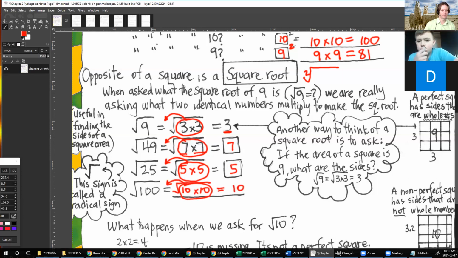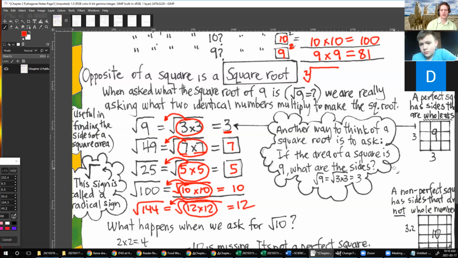Now this is really useful again for figuring out area. Say we have a room that's 144 square feet. How long are the walls? Well, we can do, what is the square root of 144? Well, I know that 144 is 12 times 12. Those are the two identical numbers that multiply to make 144. I'm going to circle that pair, pull them out of the square root, and it'll just become one of those numbers.